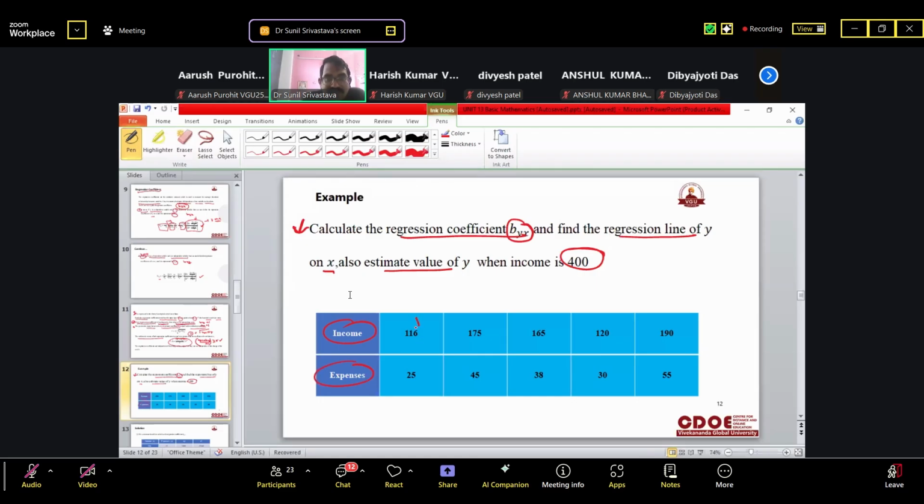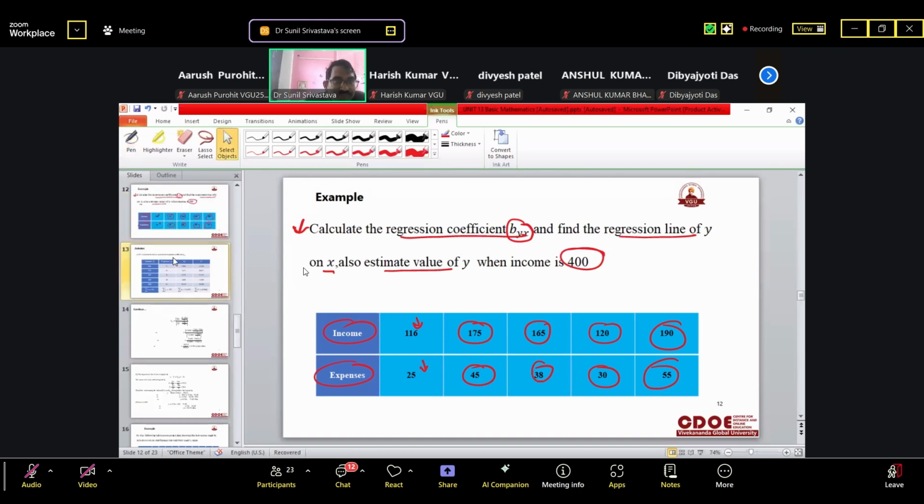If income is 160, expenses is 25. If income is 175, expenses is 45. If income is 165, expenses is 38. If income is 120, expenses is 30. If income is 190, expenses is 55. So these are the income and expenses values. We have to follow the expressions. How to calculate them? We have to use this one.